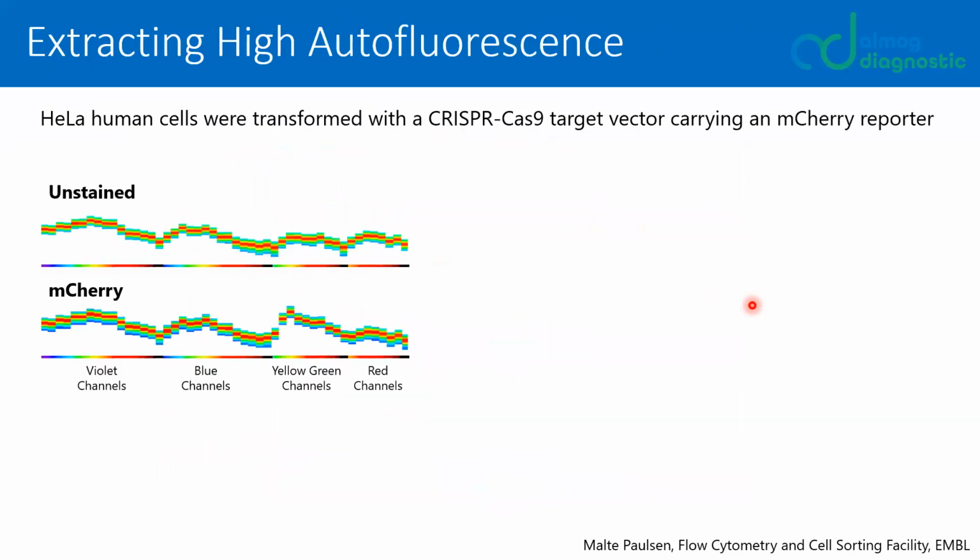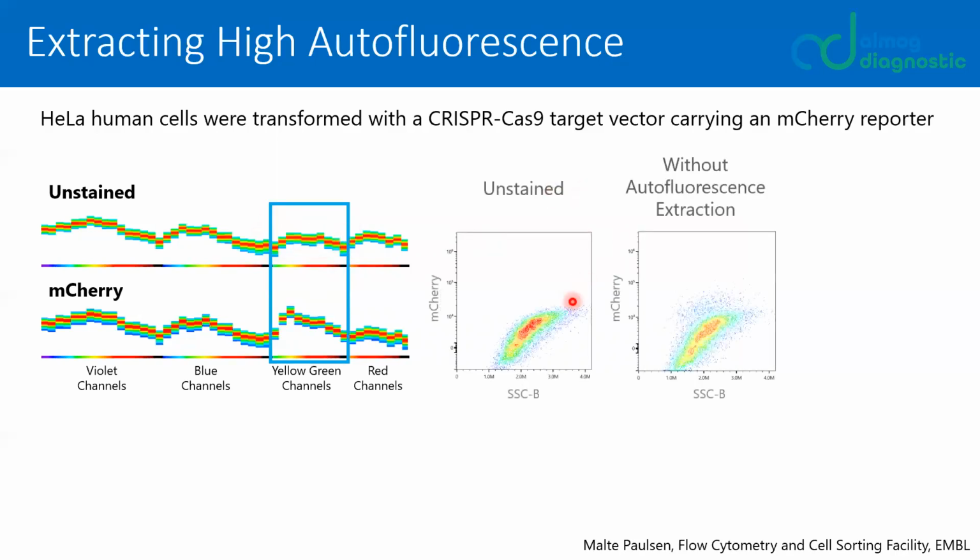Here is a nice example of HeLa cells carrying an mCherry reporter gene. So here we are looking at the unstained cells and the mCherry signal. As you can see, both signatures are very similar. And look at the fluorescence signature in the yellow-green channels. There the mCherry signal is detected. You can see that the autofluorescence of the unstained cells is quite high in these channels also.